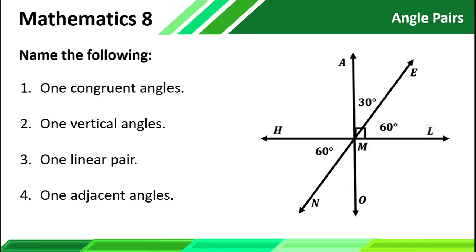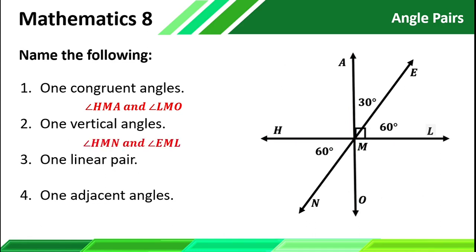Now, let's apply those concepts in our activity. Let's name the following. Let's have the first one. Let's name one congruent angle. The best example here is angle HMA and angle LMO. As you can see here, angle HMA is 90 degrees and angle LMO is also 90 degrees. They have the same measurement. Therefore, angle HMA and LMO are congruent angles.